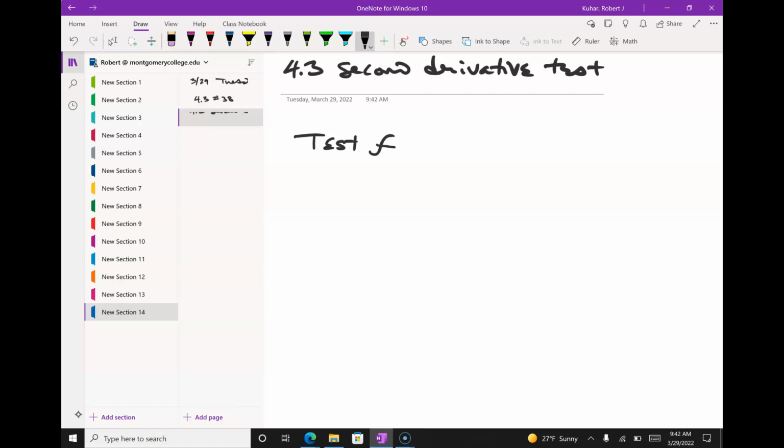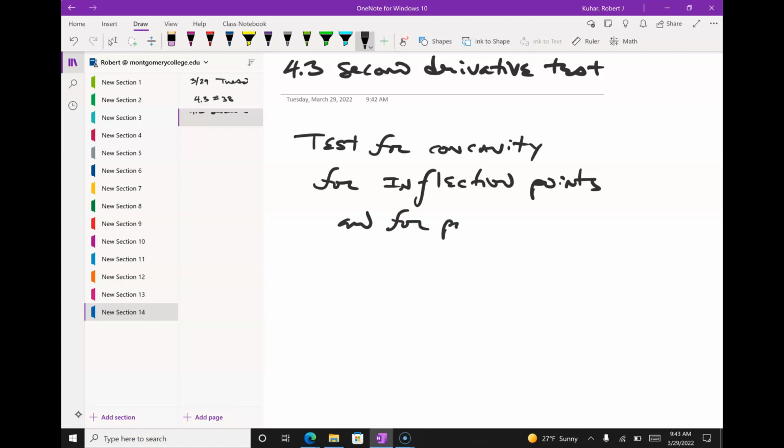Test for concavity. For inflection points. And for possible local min or max. So three things to conclude here. A little bit longer than a first derivative test.